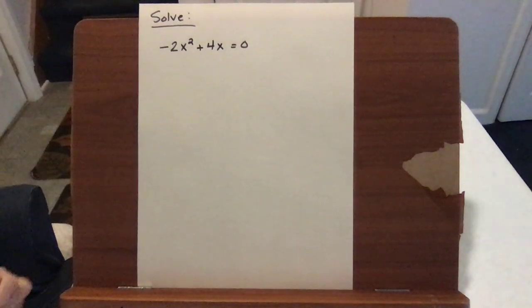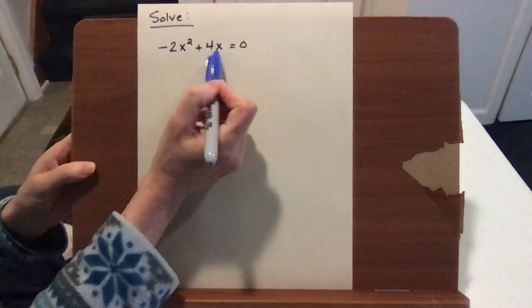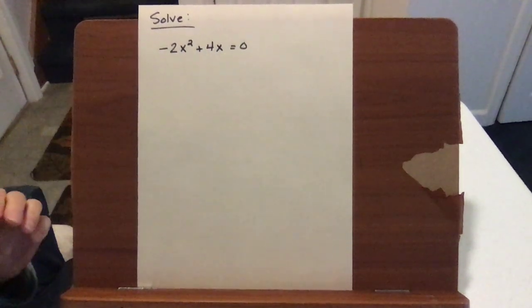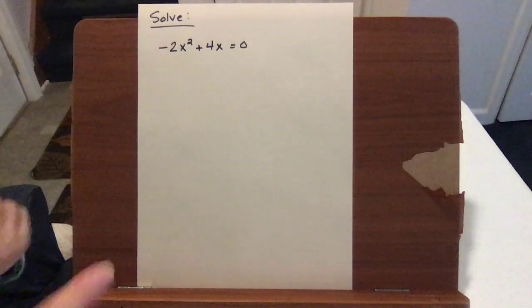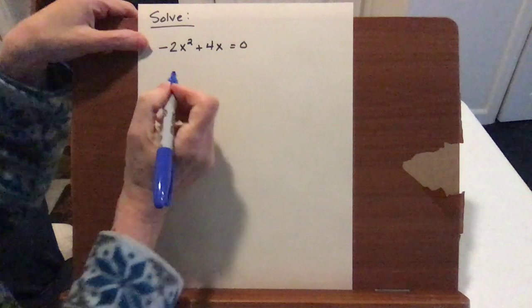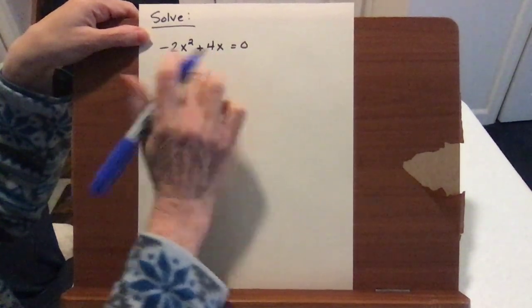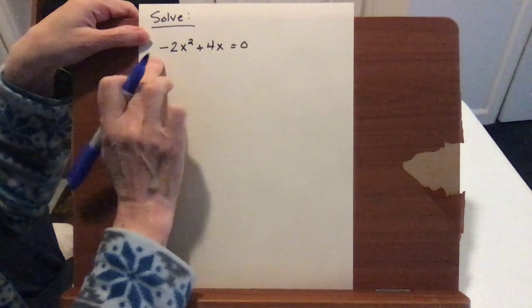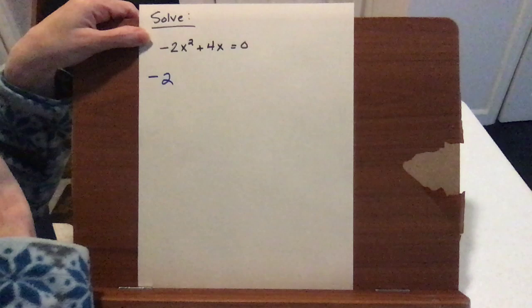What if we had to solve -2x squared plus 4x equals 0? Well, we have an ax squared and a bx, but we don't have a c, but that's okay. We don't need to have every single term to factor. So what we've got to do first is always look for our GCF, and our GCF here would be 2 and 4, right? So we get a 2 out of that, but because the first term is negative, we take out a negative 2.